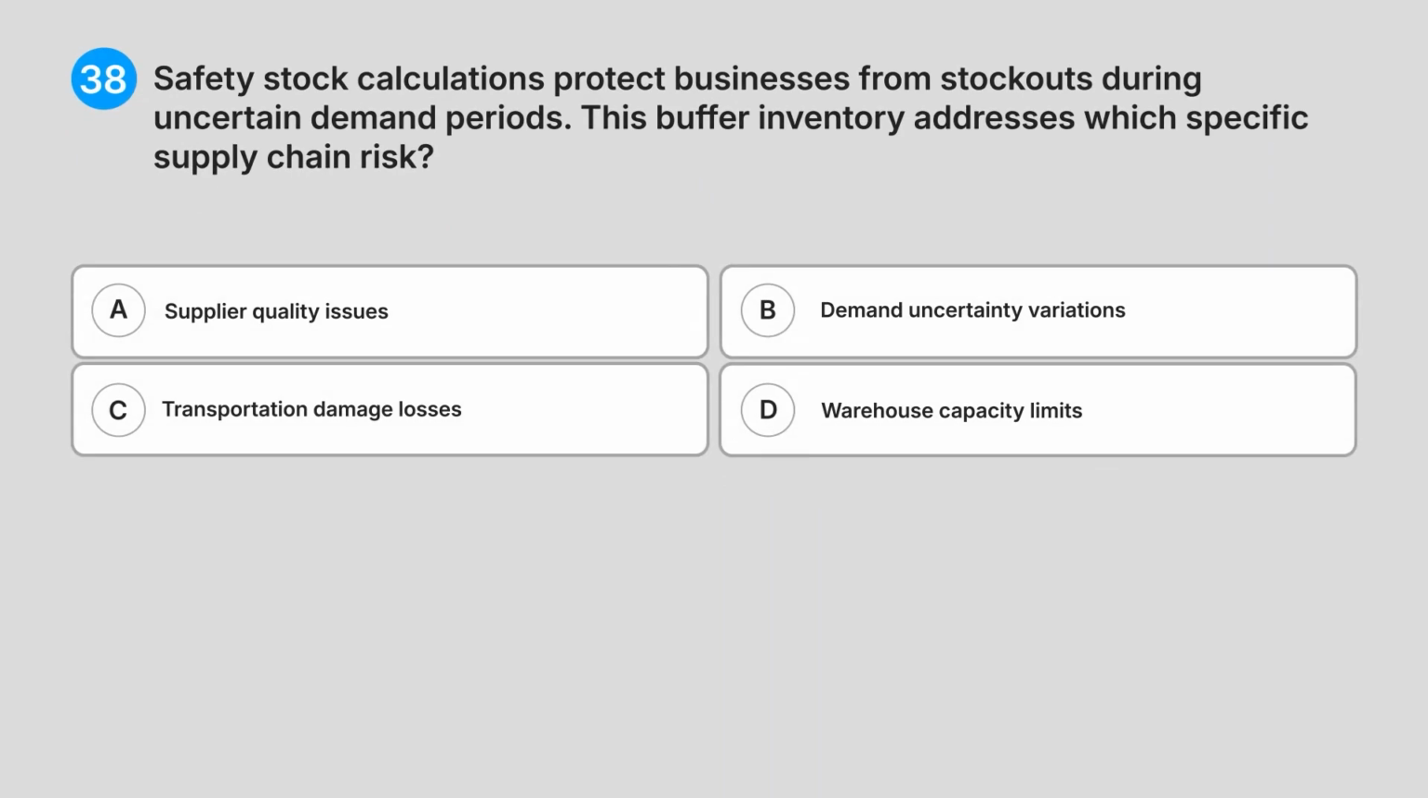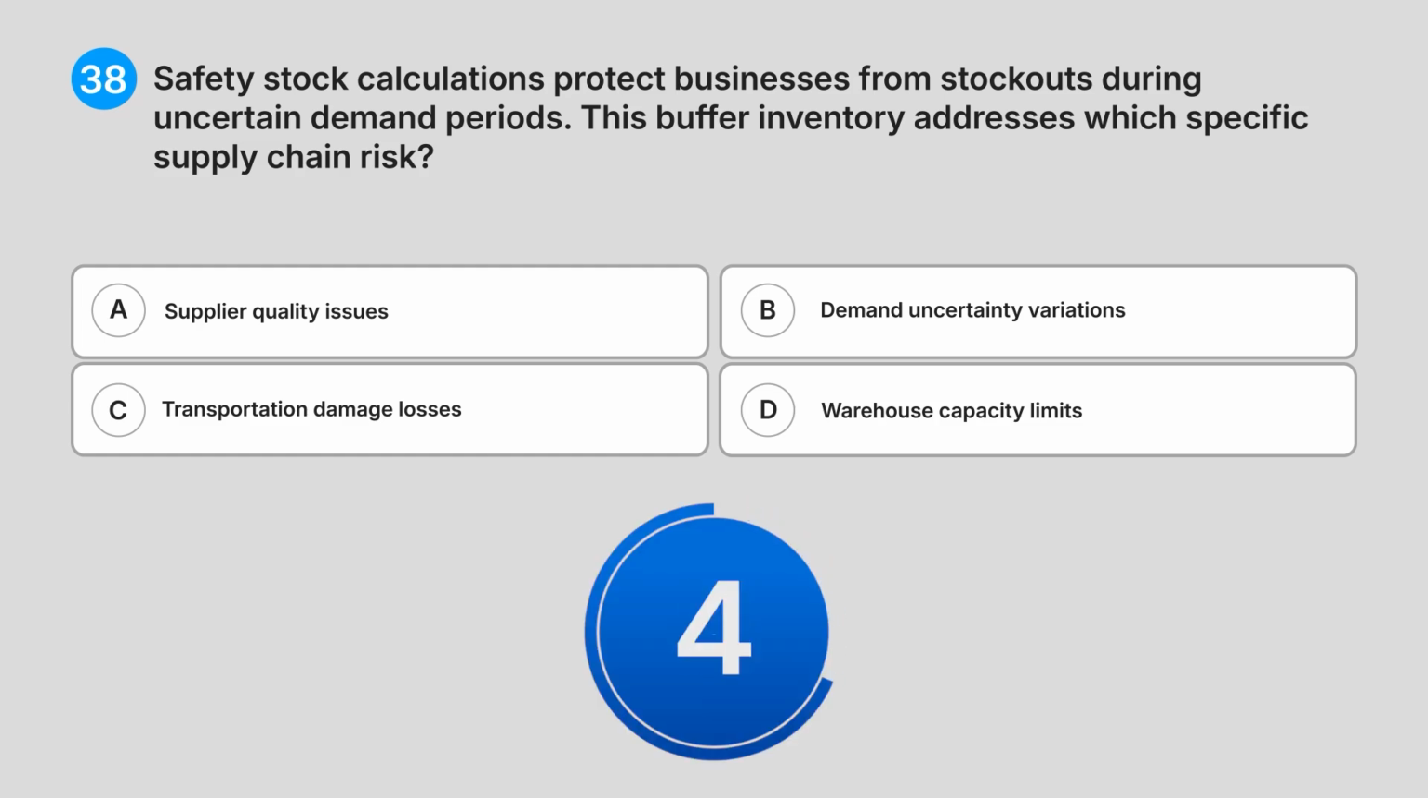38. Safety stock calculations protect businesses from stockouts during uncertain demand periods. This buffer inventory addresses which specific supply chain risk? A. Supplier quality issues. B. Demand uncertainty variations. C. Transportation damage losses. D. Warehouse capacity limits. Do you know the answer?